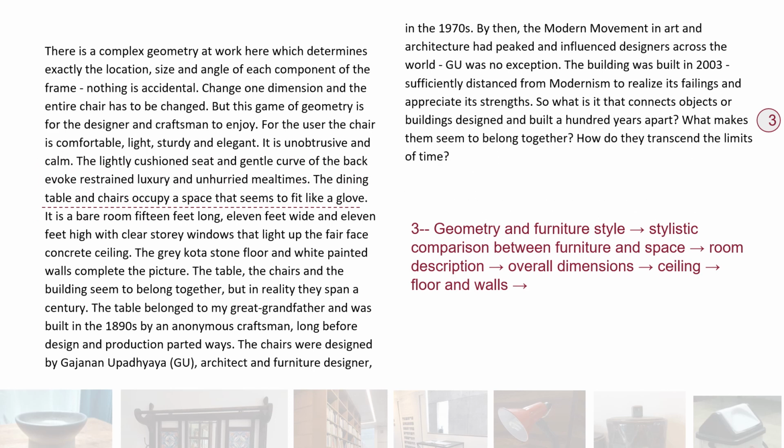The third paragraph, unusually and maybe unwisely long, departs from the idea of making and introduces the room as a third element to the comparison. Note the line, "The dining table and the chairs occupy a space that seems to fit like a glove." Then the same descriptive sequence is followed for the room. We move from the overall dimensions to the ceiling, floor, and walls, and this is where the writer decides that we have sufficient pertinent information and we do not need more for the point of the text to make sense.